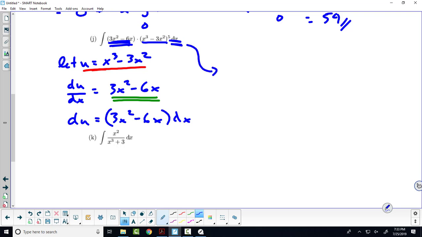So in place of this piece right here, I'm going to write u to the 5th power. Okay. And then in place of both this factor and the dx, I'm going to substitute in a du. So we put just du here. Clean that up. We write u to the 5th du.